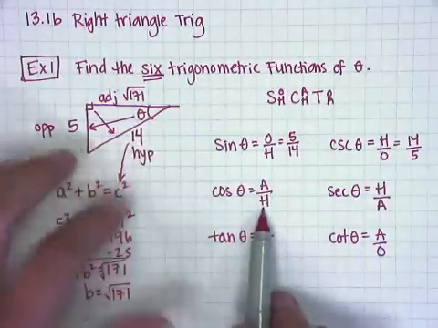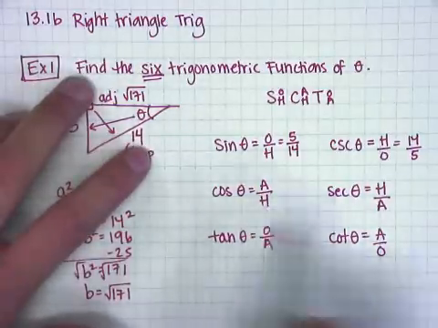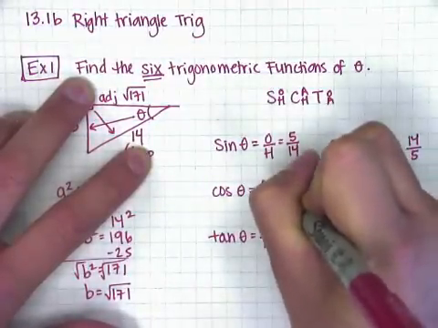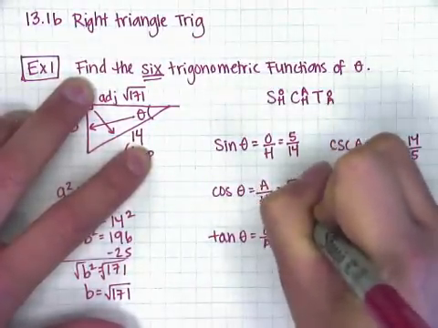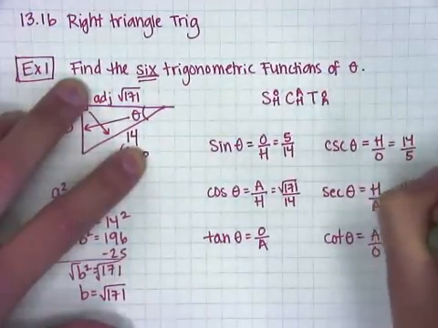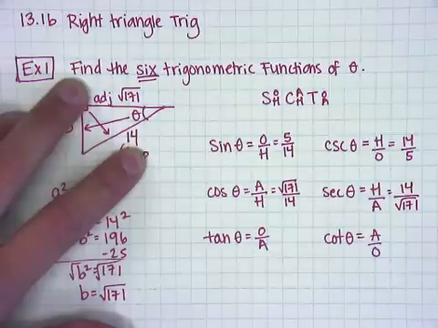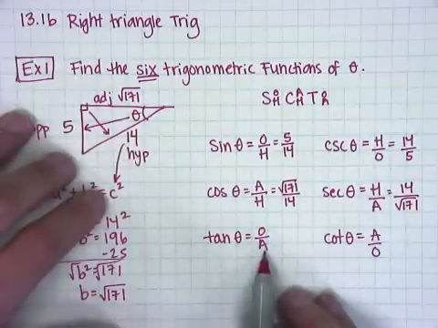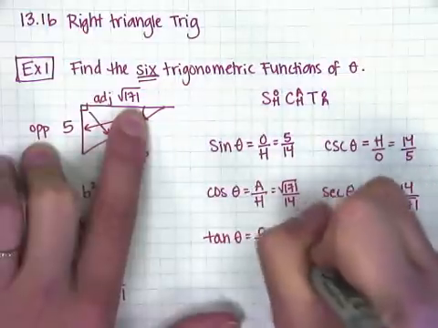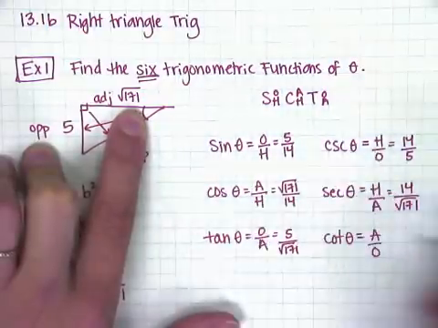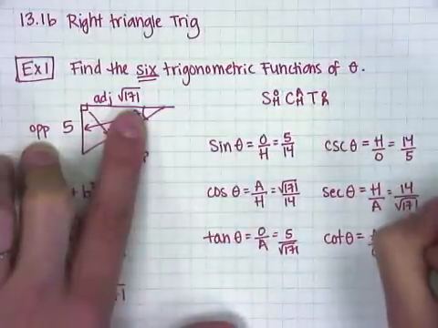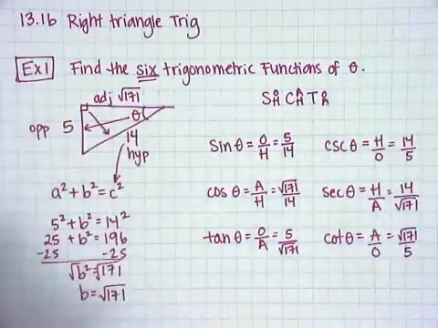Cosine is adjacent over hypotenuse, so I switch to adjacent over hypotenuse. And I get, adjacent is square root of 171 over my hypotenuse is 14. So that means secant is 14 over root 171. And then tangent is opposite over adjacent, so I take my opposite over my adjacent, 5 over root 171. And cotangent is the reciprocal, so I get root 171 over 5.